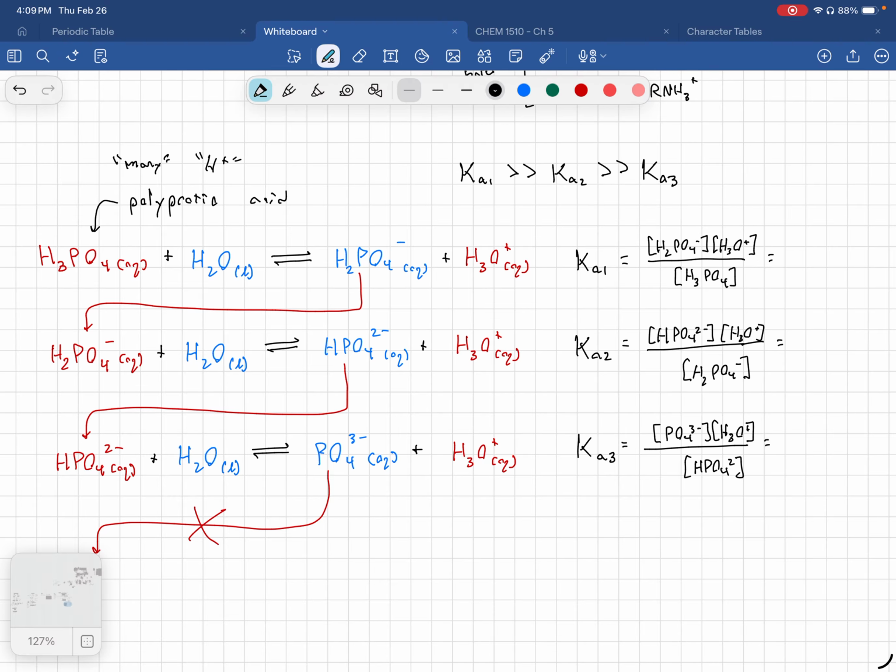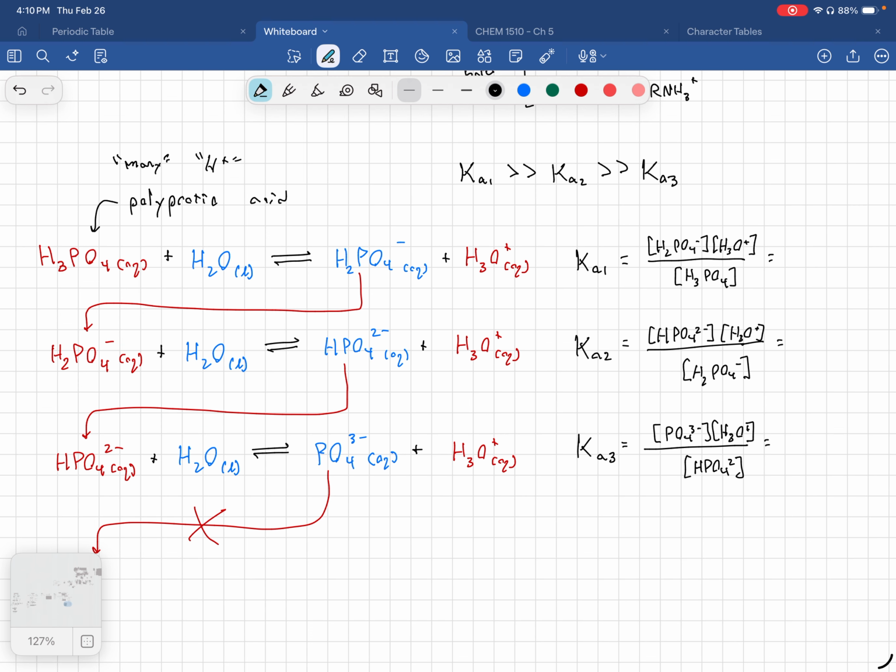Because as you remove protons, it's harder to remove the next proton. For many reasons, it has to do with electronics and electron density. Basically, for each proton you remove, you can think of it as the remaining covalently bonded ionizable hydrogens, the bond gets stronger, and thus it's harder to remove the next ionizable proton from it.